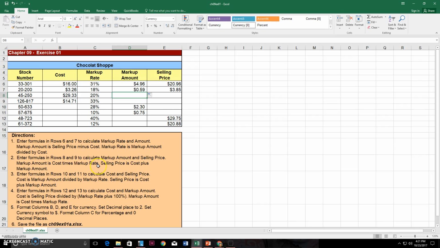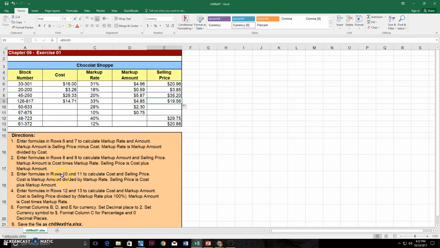So markup amount is cost times markup rate. So equals cost times markup rate, B8 times C8. And then press enter. Selling price is cost plus markup amount. So equals cost, which is B8, plus markup amount, which is D8, and it's 35.20. Same formulas, I'm just filling them down so I don't have to retype them, but same exact formulas.